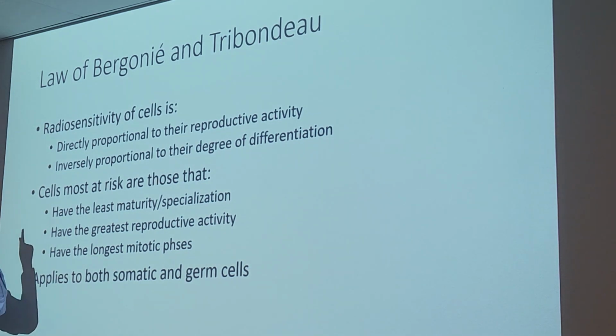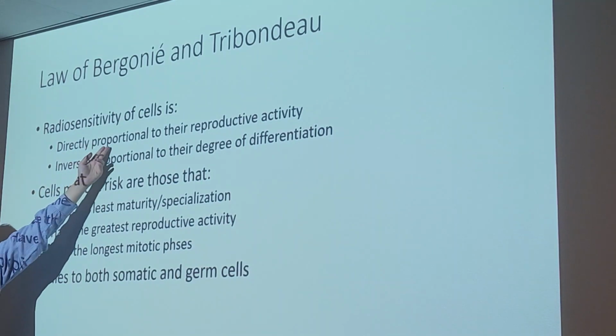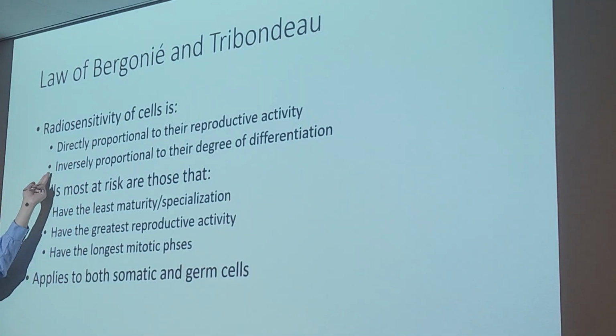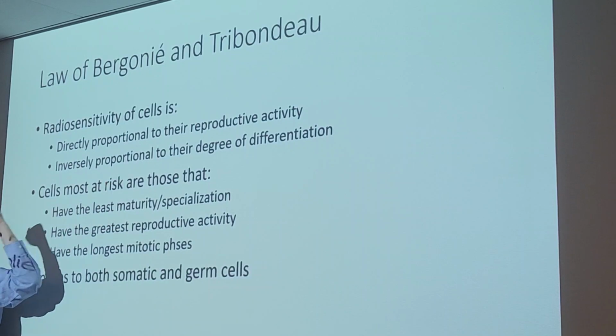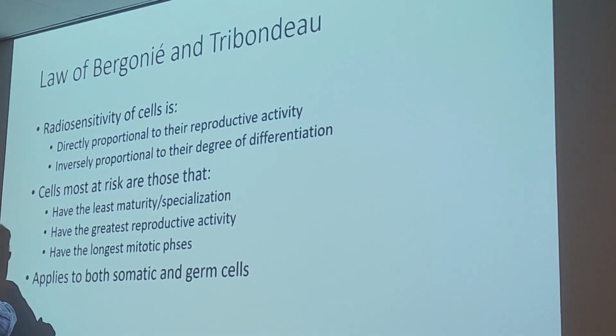But the law of Bergonié and Tribondeau: radiosensitivity of cells is directly proportional to their reproductive activity and inversely proportional to their degree of differentiation. What this means is that the more it divides, the more radiosensitive it is. The more mature it is, the more of a job it has, the less radiosensitive it is. So the most radiosensitive cells are cells that divide very often and that are immature, that have not chosen a job yet.